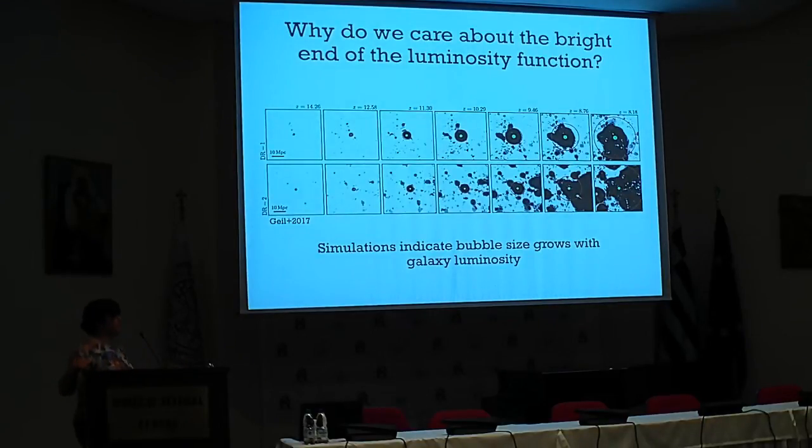This, of course, has been covered already, but why do we care specifically about the bright end of the luminosity function? Well, it's because we think at this redshift range, the really bright galaxies could be driving some of this reionization by creating bubbles. Simulations have been done that indicate that bubble size grows with galaxy luminosity, which makes sense. So if these bright galaxies are a driver of reionization, then that's something that we want to be able to understand more fully.